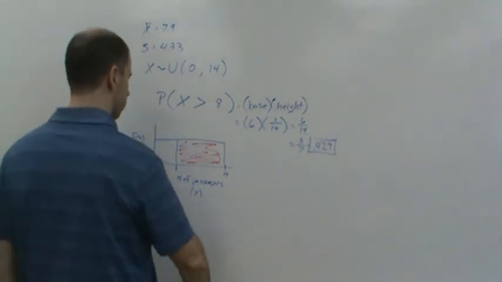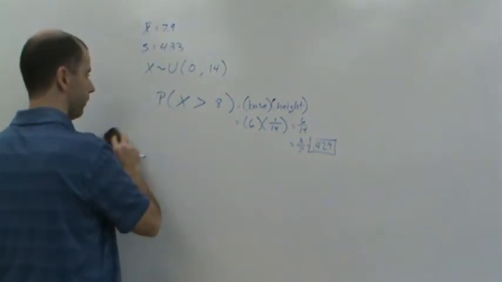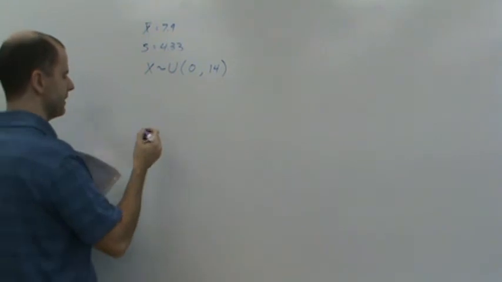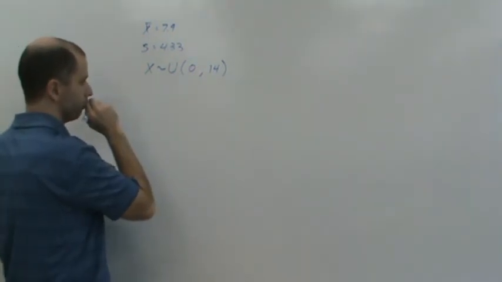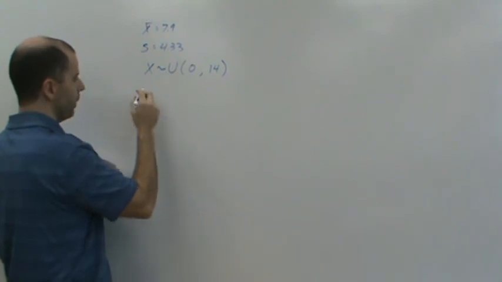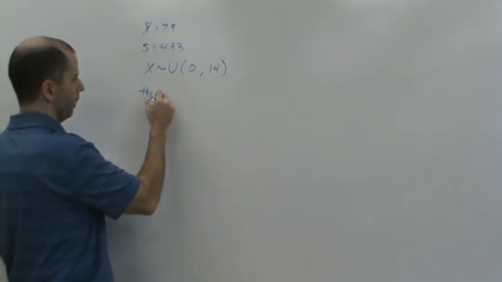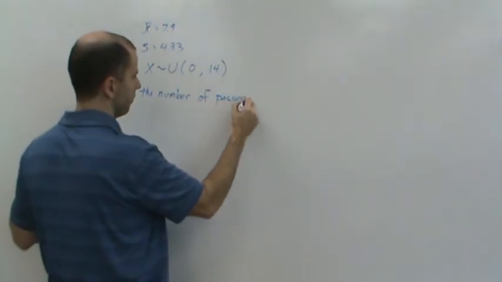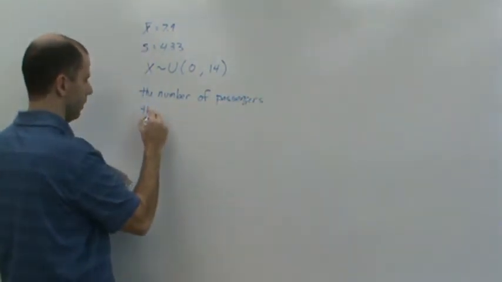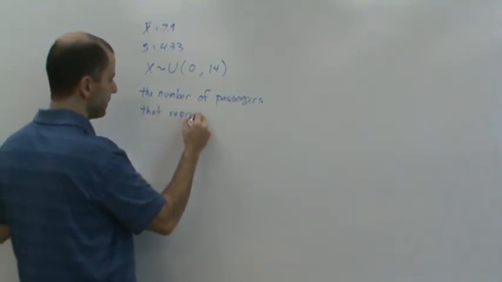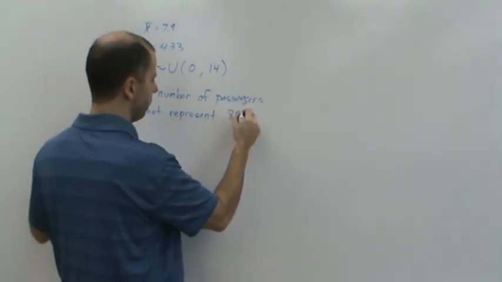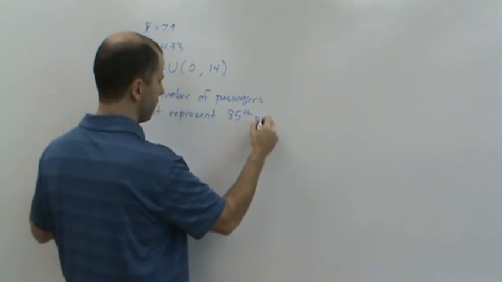So let's do another one. What would the probability, let's say we want to know the number of passengers that represent the 85th percentile.